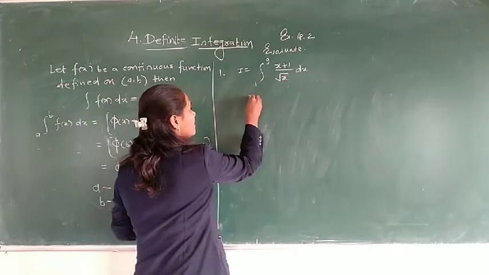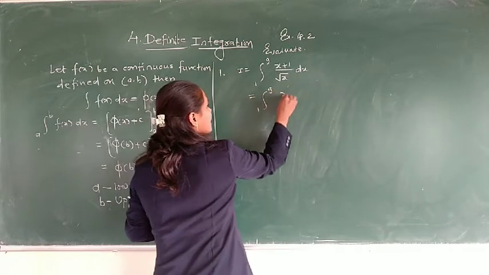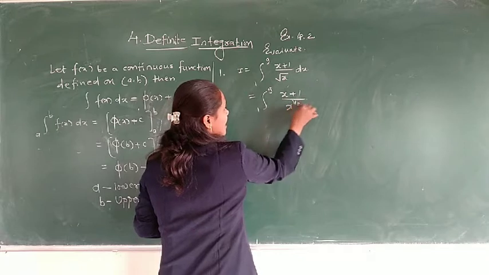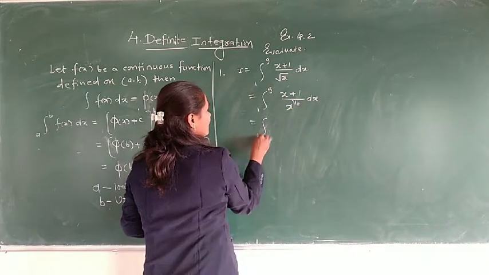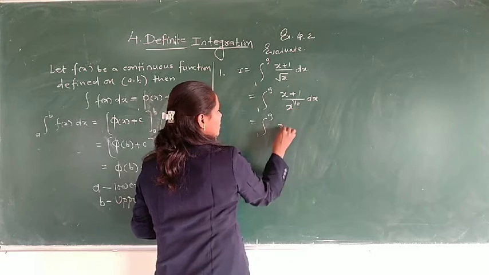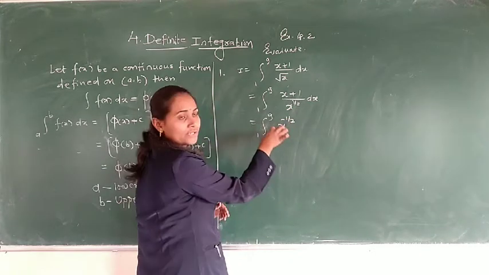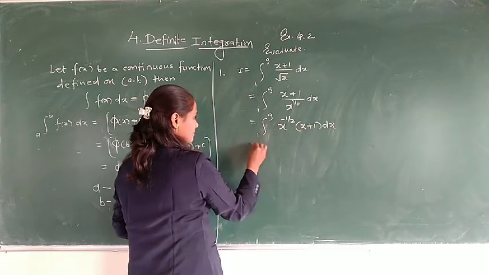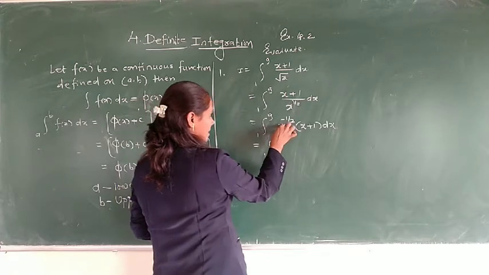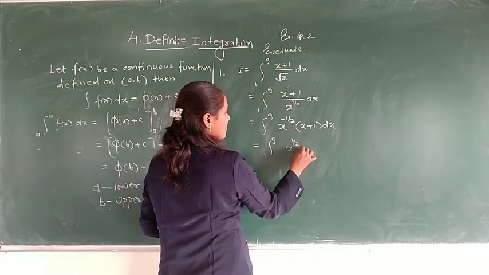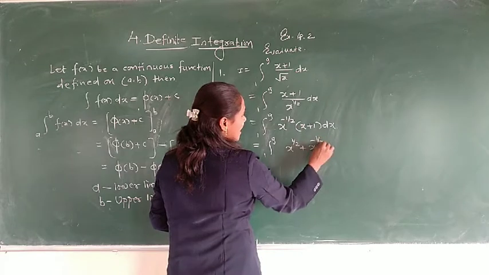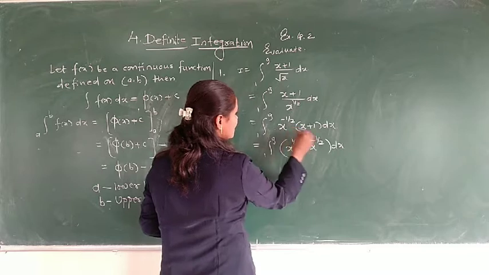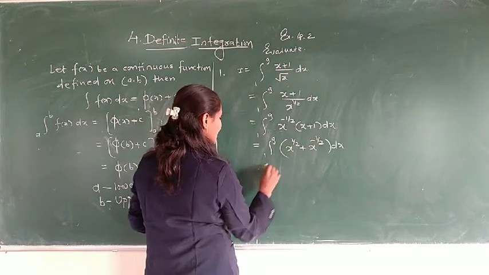So first we find the integration of our given function. First we simplify the given function. Root x can be written as x raised to half, dx, from 1 to 9. The x raised to half, if we take it in the numerator, becomes x raised to minus half, and (x plus 1) into dx as it is. Now multiply: x raised to minus half into x, that means x raised to half, plus 1 into x raised to minus half, dx.